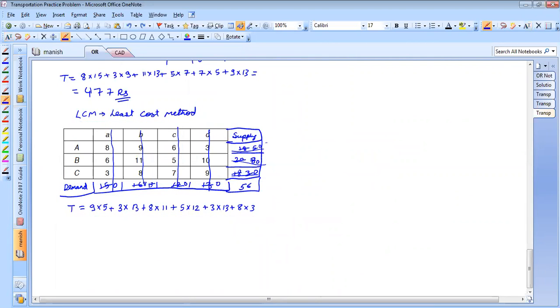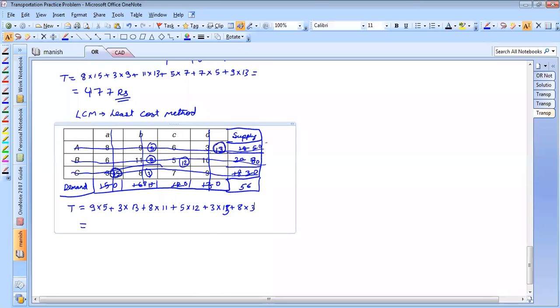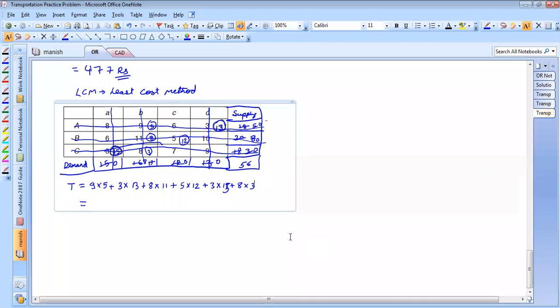Okay. So what will be the total cost of transportation? 9 into 5 plus 3 into 13 plus 8 into 11 plus 5 into 12 plus 3 into 13 plus 3 into 15 plus 8 into 3. Correct? What is the total cost? Please calculate the cost and let me know. $331, sir. Okay, so the next cost is 331.